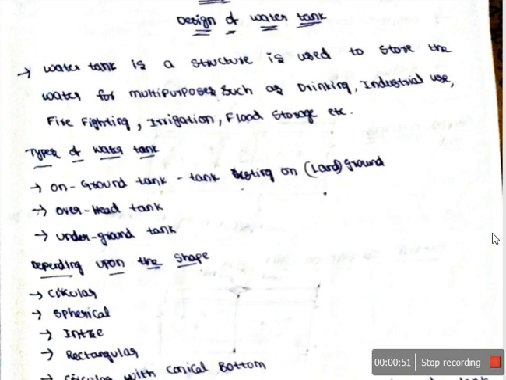We'll discuss one by one what forces are acting, and what the failure criteria are in order to calculate the steel. We'll discuss the on-ground tank. The overhead tank is not included in this video.